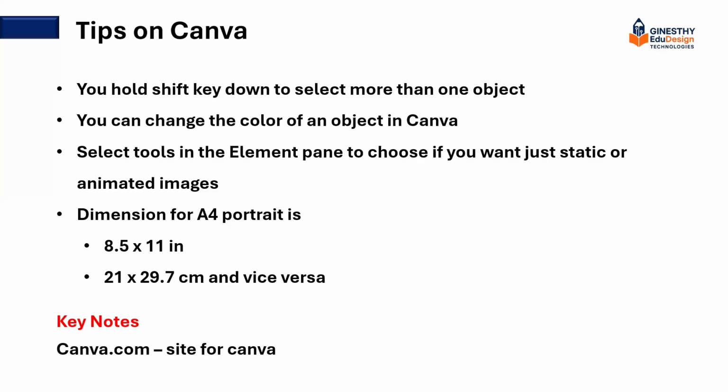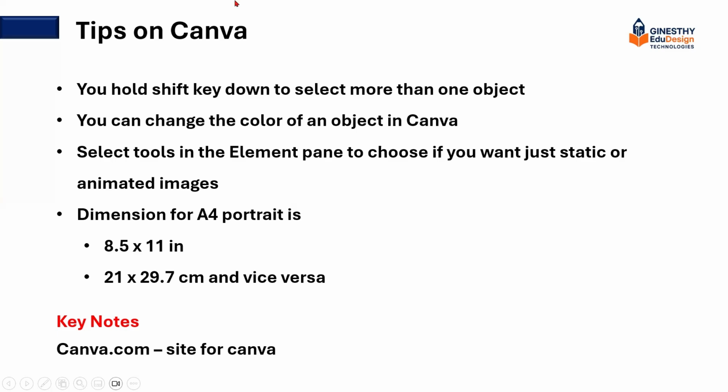Okay, so I want us to take note of the dimension for A4 portrait paper: 8.5 by 11 inches. This is inches. And then if you're changing to centimeters, you use 21 by 29.7 centimeters in Canva. And vice versa. Vice versa means if you want to create that worksheet in landscape view, you're going to move 11 here and bring 8.5 here, move this here and bring this one here.